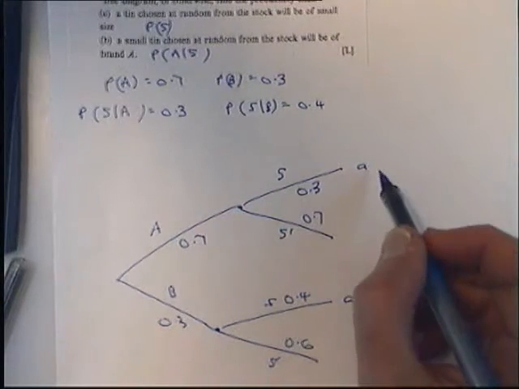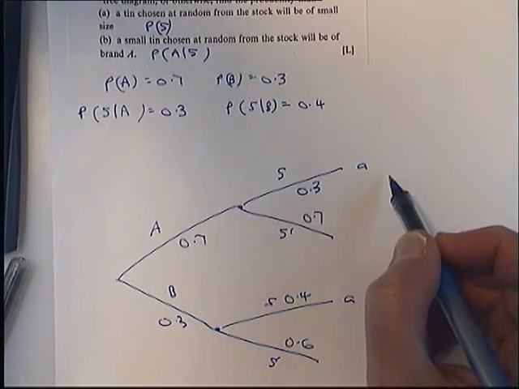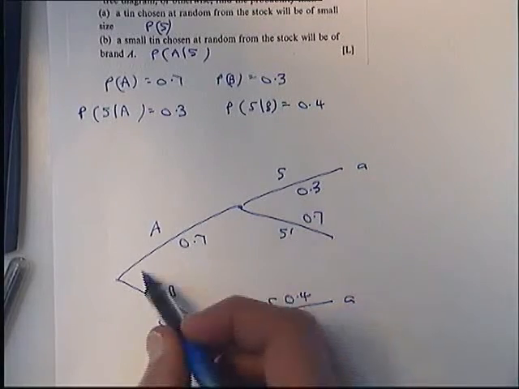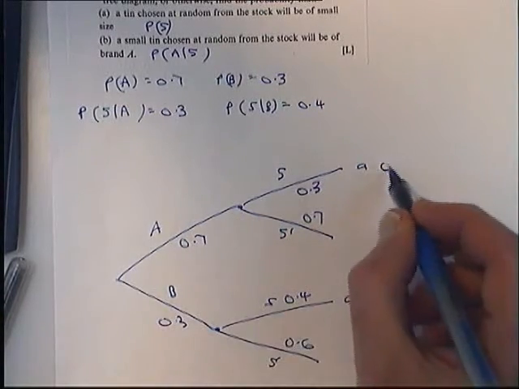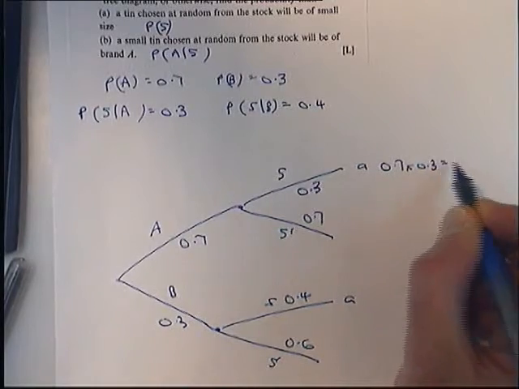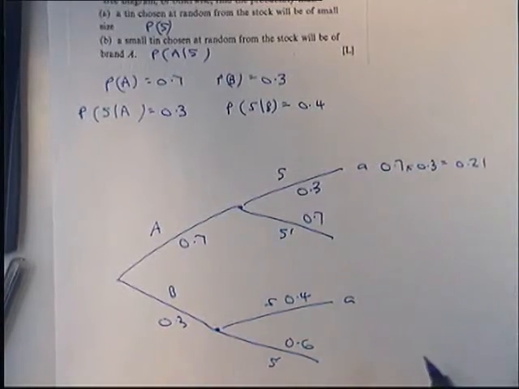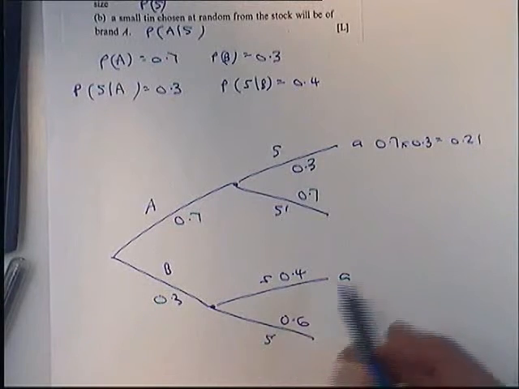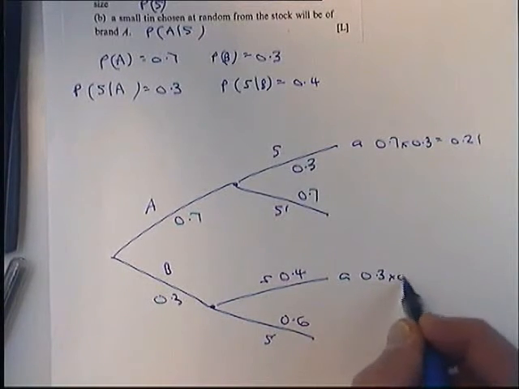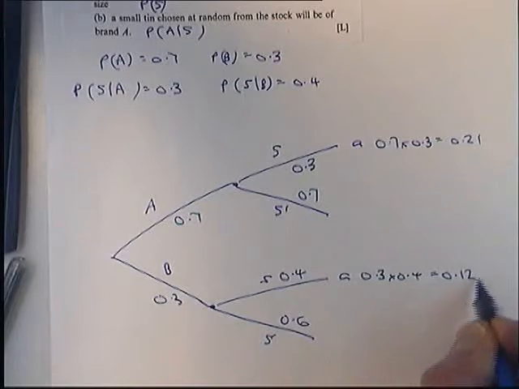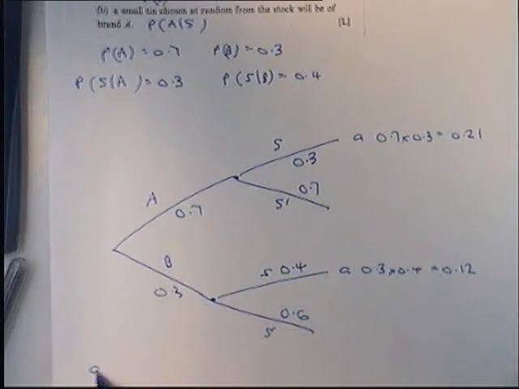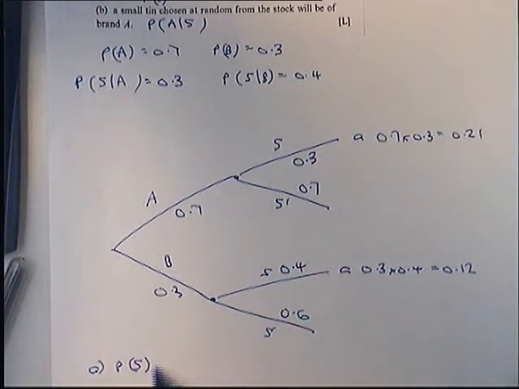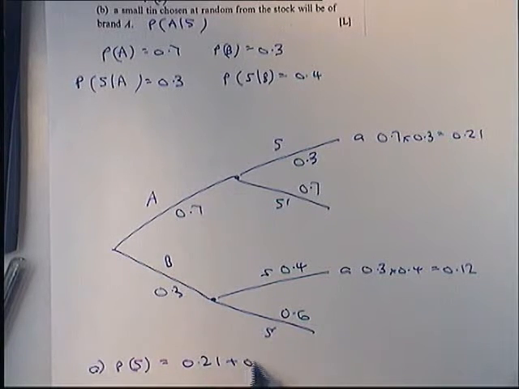So, how do I find out the probability to go up here? Yep. 0.7 times 0.3. Yeah, we multiply those two numbers together, 0.21. And down here, 0.3 and 0.4. You need to times those together, 0.12. So for part A, which is the probability of small, there's a small here, a small there, that one or that one will do. So add those together, and we get 0.33.